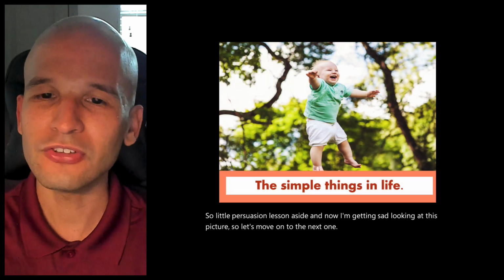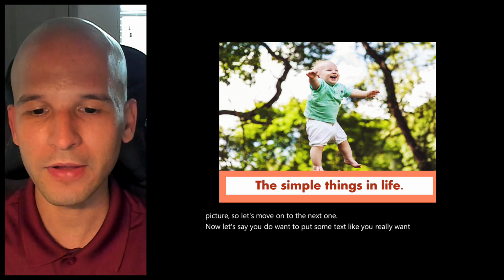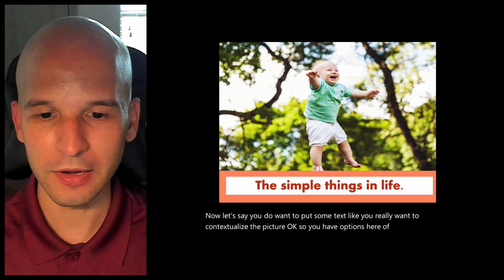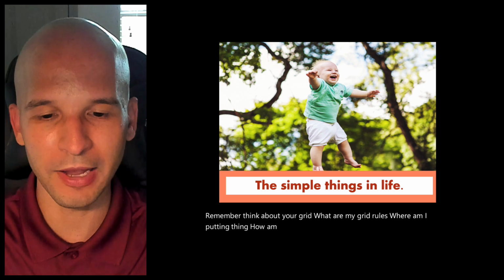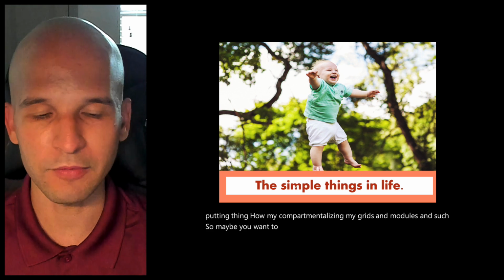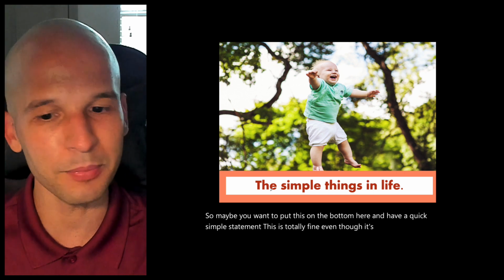Now, let's say you do want to put some text, like you really want to contextualize the picture. Okay, so you have options here. Of course, remember, think about your grid. What are my grid rules? Where am I putting things? How am I compartmentalizing my grids and modules and such? So maybe you want to put this on the bottom here and have a quick, simple statement. This is totally fine. Even though it's a complete sentence, it's one simple sentence.